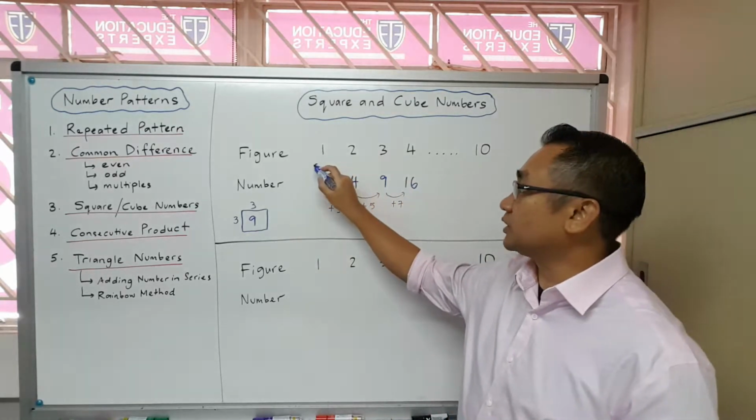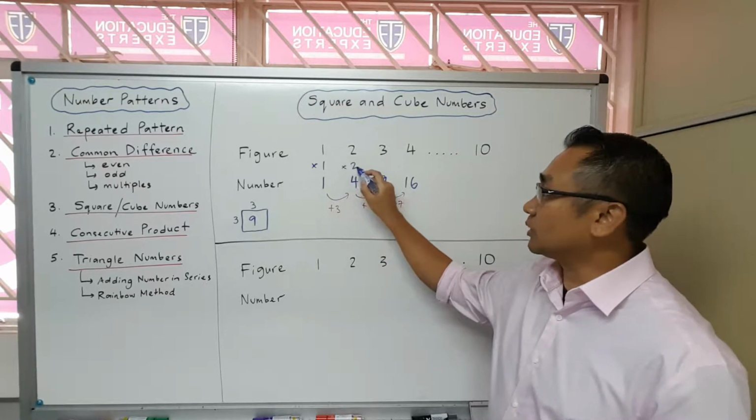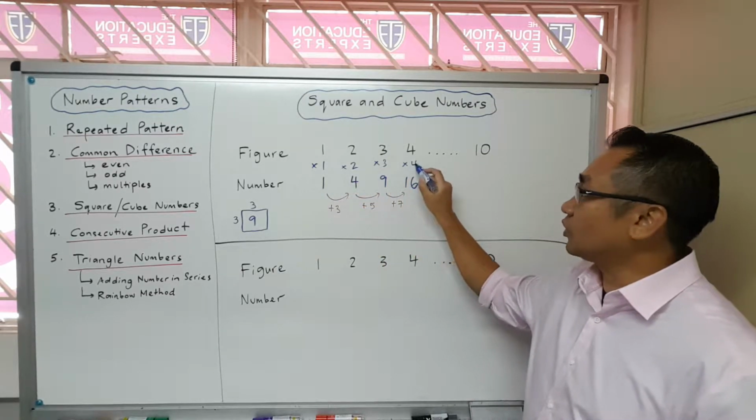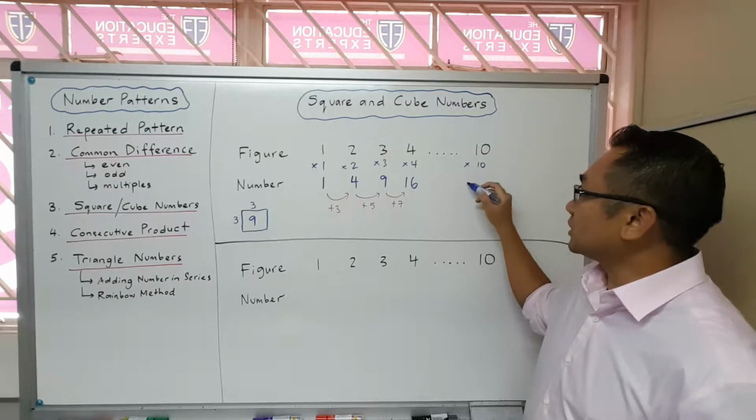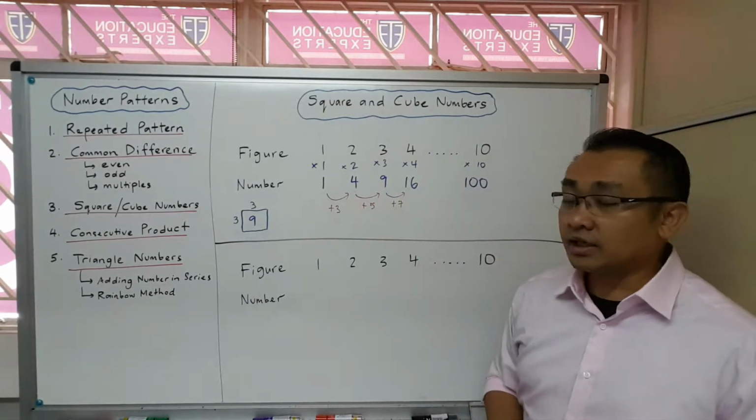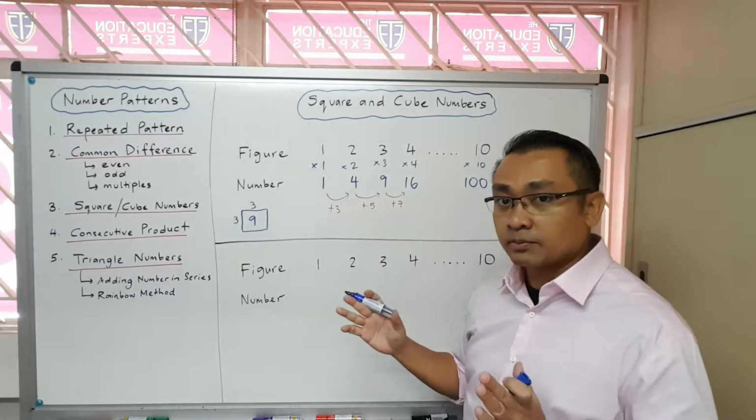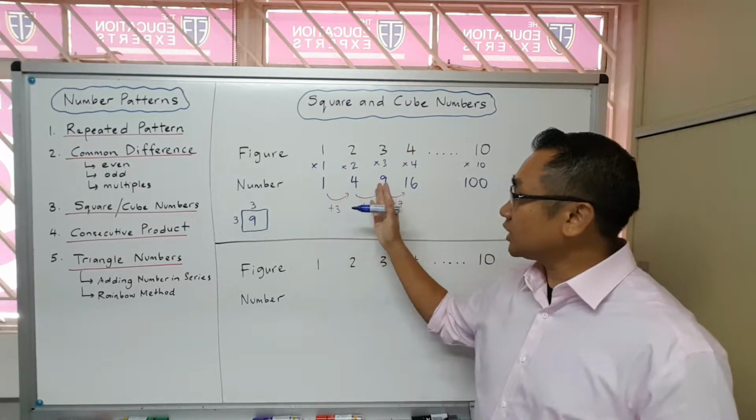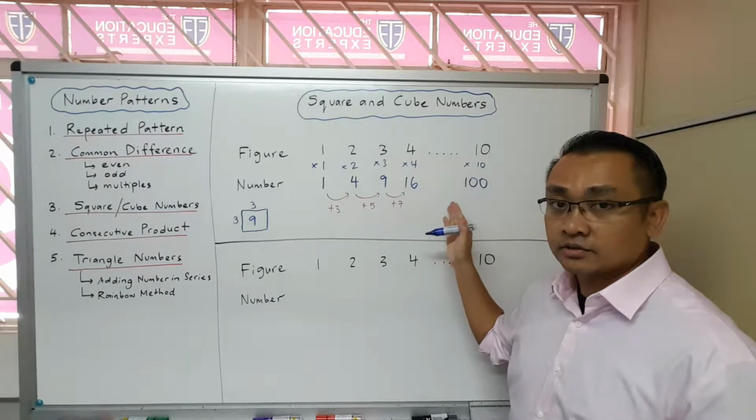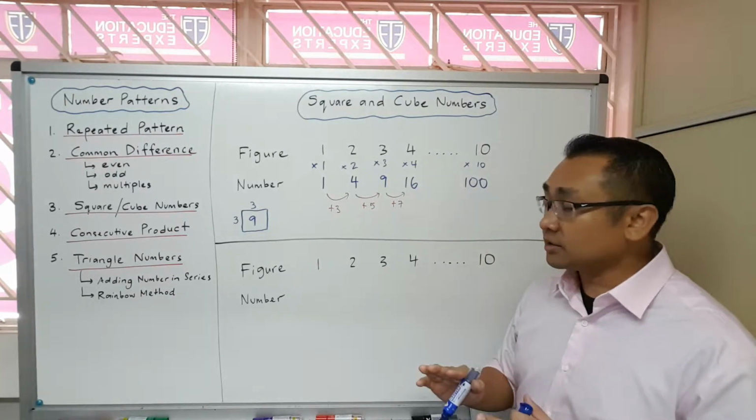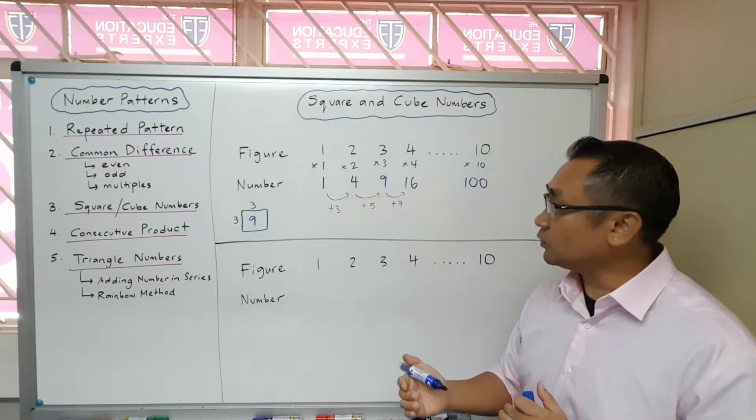So what is the pattern? 1 times 1, 2 times 2, 3 times 3, 4 times 4. And if I want figure 10, then 10 times 10, the answer will be 100. So this is your square pattern. You have to familiarize yourself with the square numbers so that you know how to identify a square pattern. Sometimes they will give you a step further.